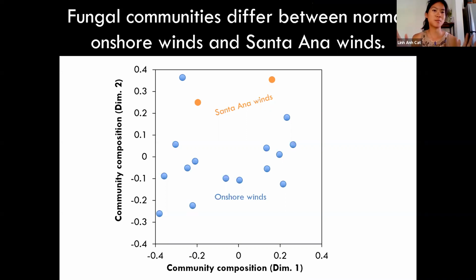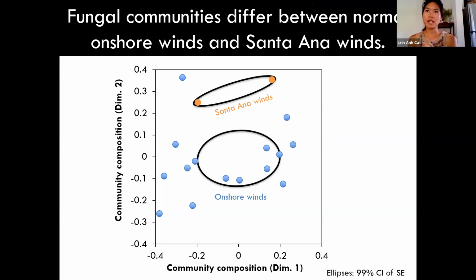And they're in this space, which essentially collapses all the differences between these communities, so who's there, how many of them there are, into simplified dimensions. So this space just represents how similar or how dissimilar these communities are. And if you run some statistics, these circles kind of encompass the communities that are statistically the same versus different. So the Santa Ana winds are separating out from the onshore winds. That's the main takeaway from this. So sorry I couldn't simplify it, but that's essentially what it's showing.